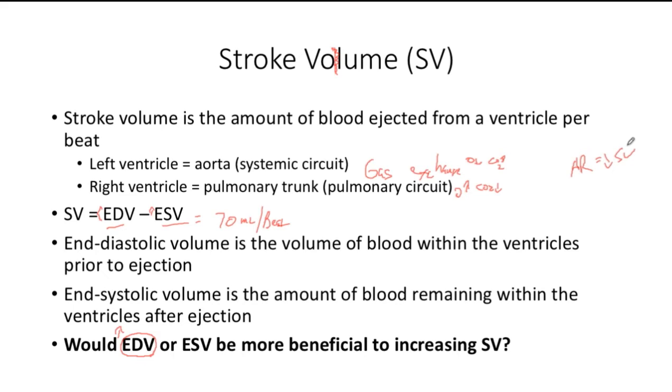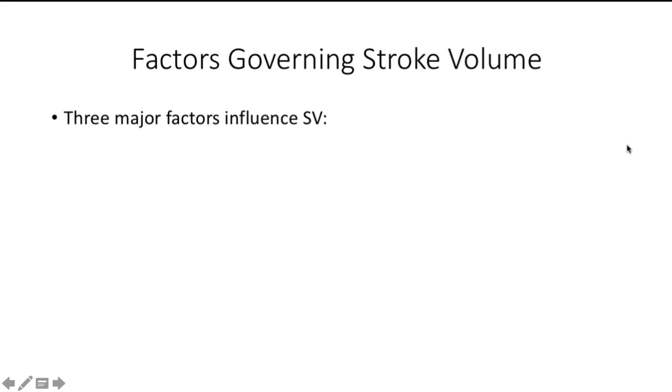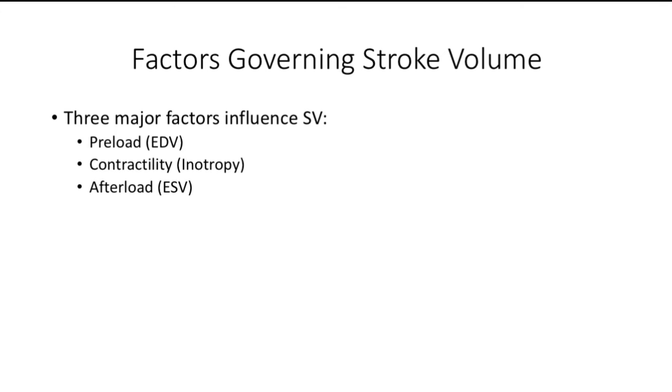Because remember, an increase in heart rate equals a decrease in diastolic time, which means if the chambers are not filling enough, they will not beat enough. So therefore, we have to rely on certain factors that govern stroke volume, and there are three of them. Preload, which is just another word for end diastolic volume, contractility, which is called inotropy, and afterload is a factor that influences this as well.